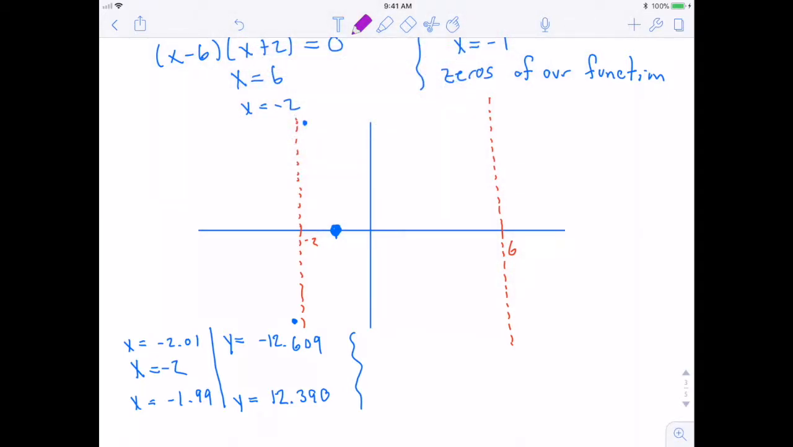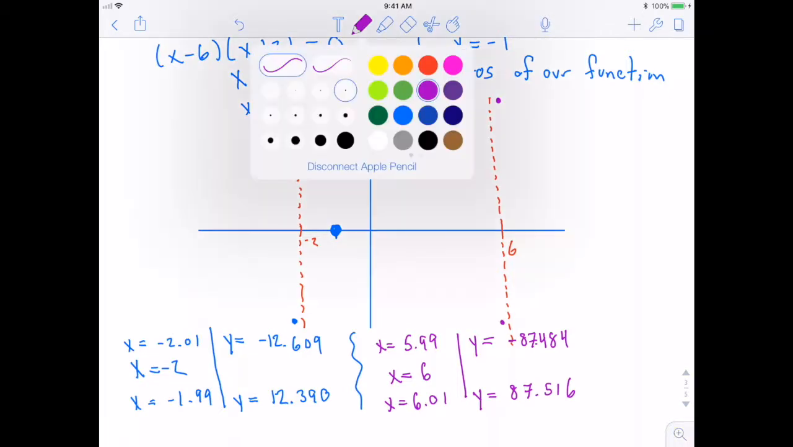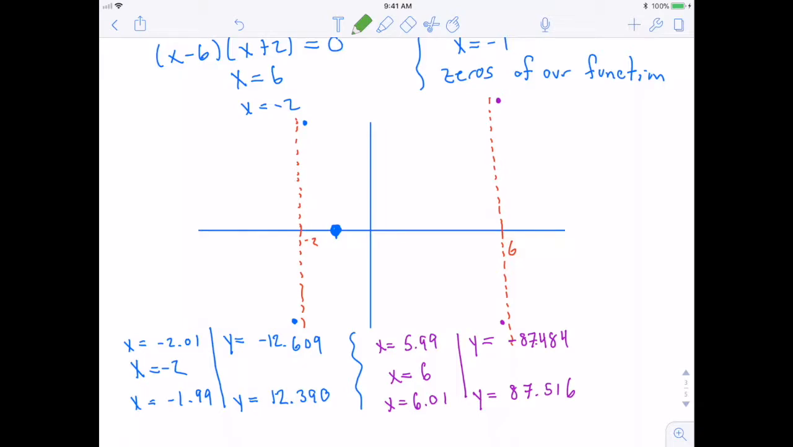Now let's do this again for x equals 6, and how about we do it in another color here? If x equals 6 is a vertical asymptote, then we should check some number like x equals 5.99, and x equals 6.01. Okay. If x is equal to 5.99, y is equal to -87.484, and if x is equal to 6.01, y is equal to 87.516. And again, we know how this will behave around our vertical asymptote now. When we're smaller than 6, we're in the negative direction here, and when we're bigger than 6, we'll be positive. The last thing we need to check is our horizontal asymptotes.